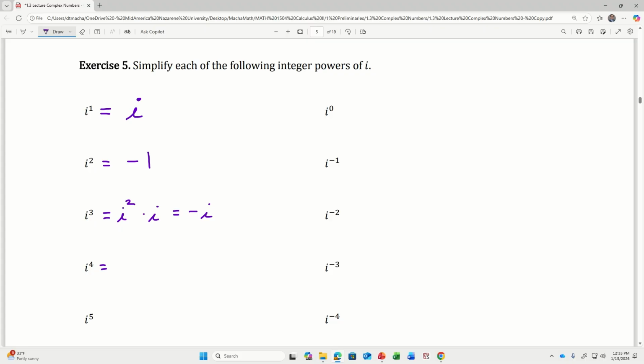Yes. And you can think of it as i squared times i squared, which would be negative 1 times negative 1, which is positive 1. What is i to the 5th power? i. Yeah, because I can think of this as being i to the 4th power times i, which is 1 times i.